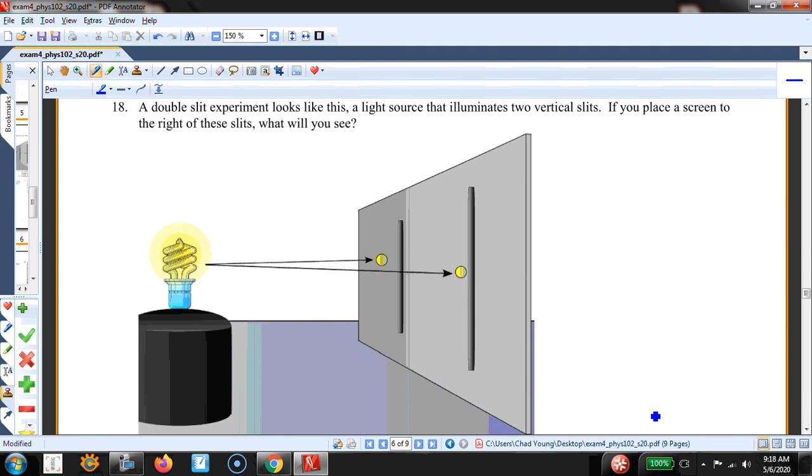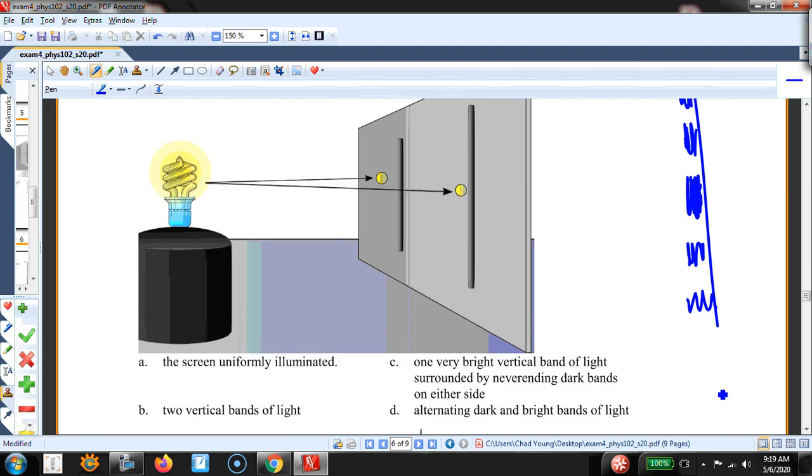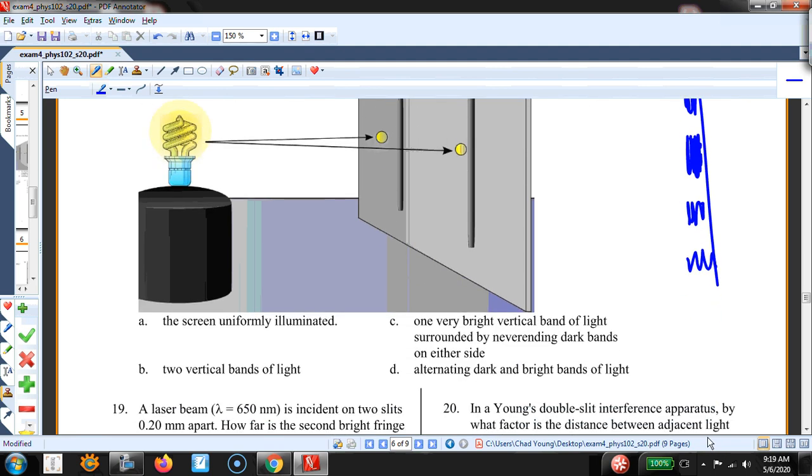Double slit looks like this. If you place a screen over here, what are you going to find? Well, you're going to see a bright spot, followed by a dark spot, and a bright spot, and a dark spot, alternating. You don't see two spots, you see alternating dark and bright bands of light.